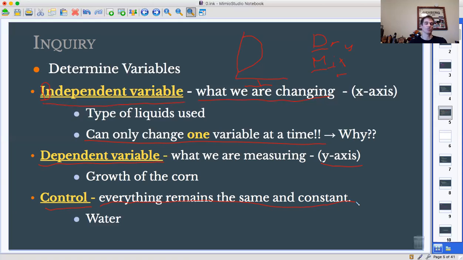And then if you want to test the water, you would keep the fertilizer the same. If you want to test the fertilizer, you would keep the water the same. But all of that has to work together to give you reliable data that you can work with. This was a real quick rundown on variables and parts of an experiment.